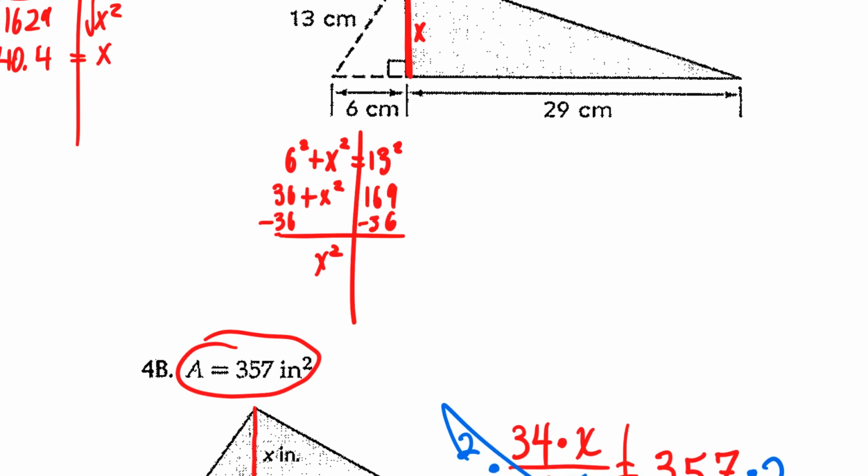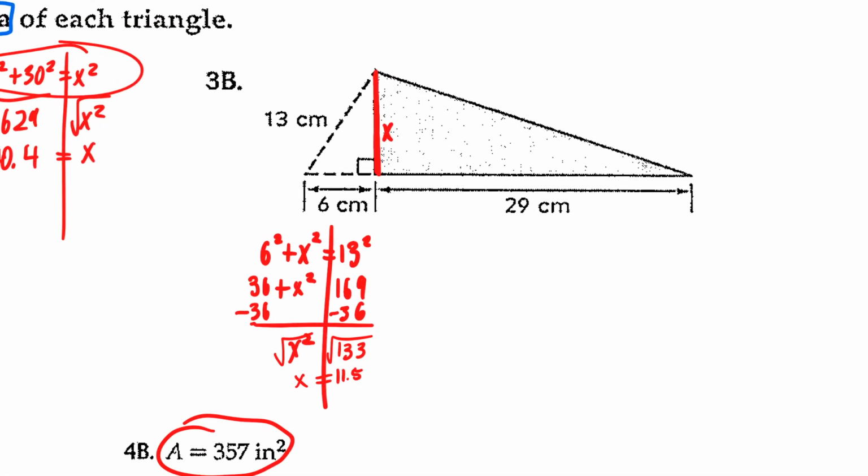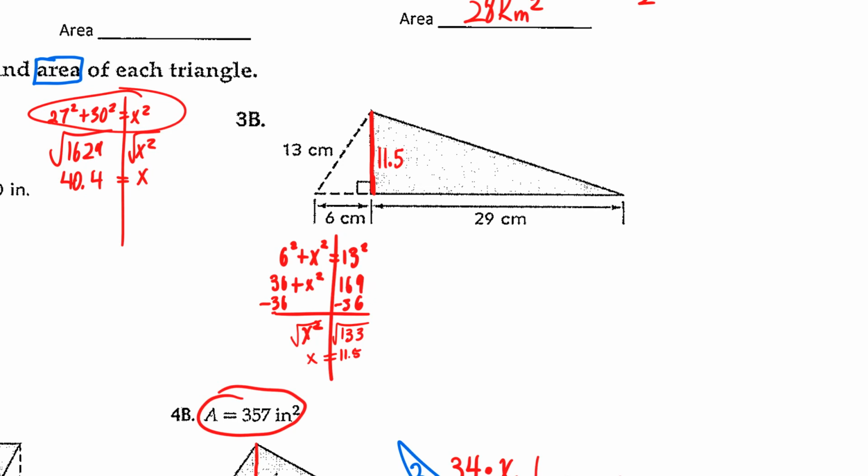X squared equals 133. Take the square root of both sides. And it's what? Okay, we'll go with 11.5. So this right here is 11.5. Now the other problem is I don't know how long this side is over here. So we have another Pythagorean theorem problem. This time, this x is the hypotenuse, it's the C.